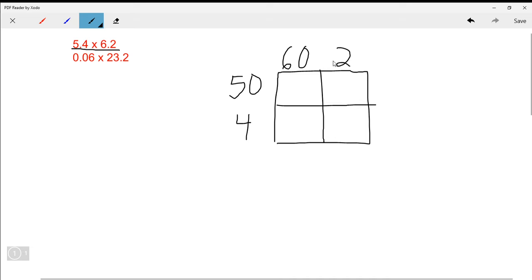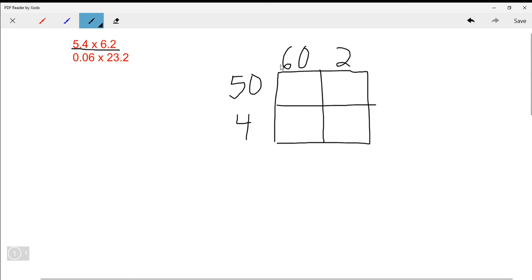And it doesn't matter if the 62 goes on this side and the 54 goes up here, but it does matter that the 50 and 4 stay together and the 60 and 2 stay together. If you put the 50 and 2 on one side and the 60 and 4 on another side, you will get a different answer, because you would be multiplying 52 times 64 as opposed to 54 times 62. So just make sure that each number is fully on either the top or the left side.